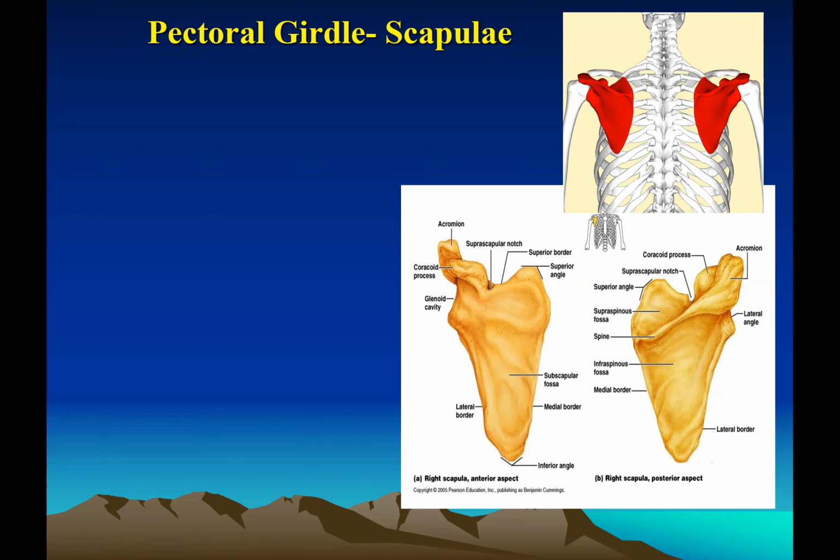In the anterior surface, it will have a subscapular fossa also. And posteriorly, you can see a spine. It's called the scapular spine. It is like a ridge. It's protruding out. And then there are two main processes from here. The fossa above it is the supraspinous fossa. The fossa below the spine is the infraspinous fossa.